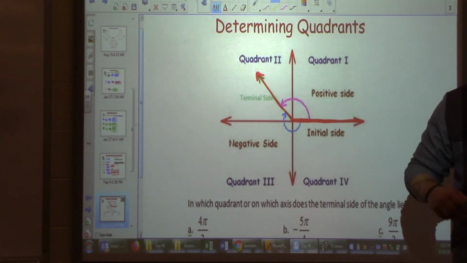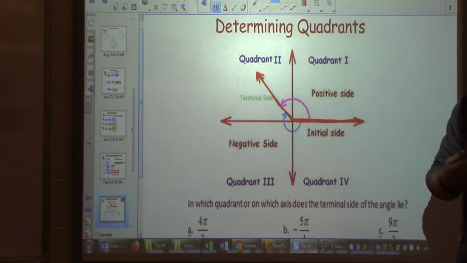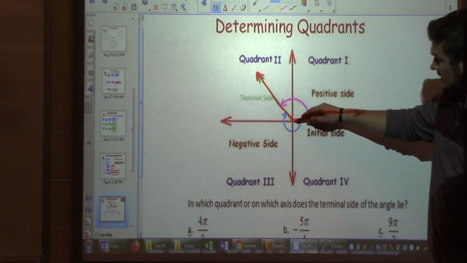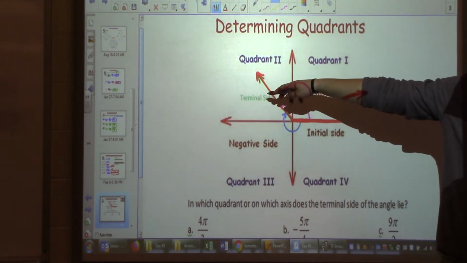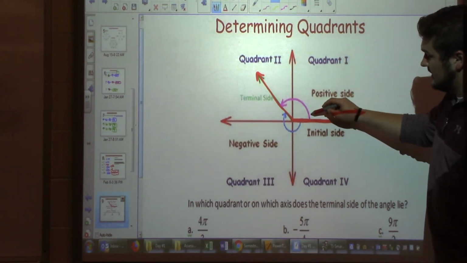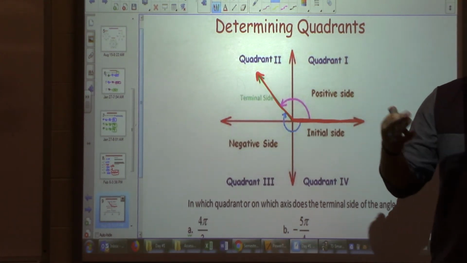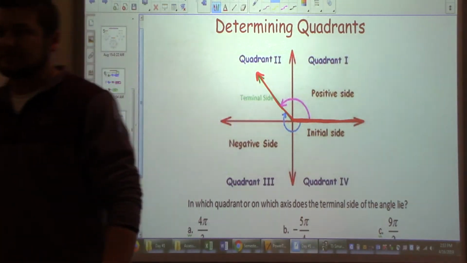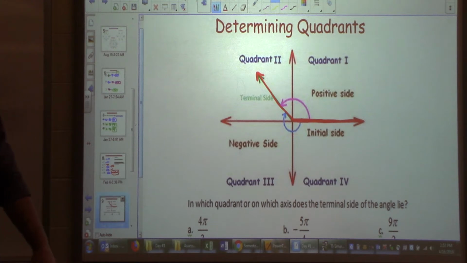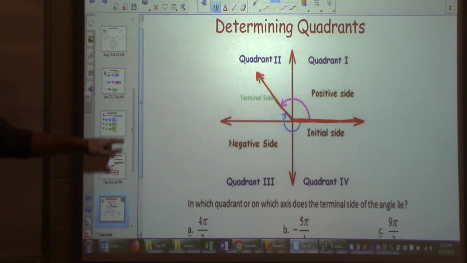All right? So we're going to ask you, where does the terminal side end up? Or what quadrant does the terminal side land in? Well, in this case it would have been quadrant 2. That's where our terminal side is. But our terminal side is wherever our angle stops. All right? Now there's a positive way to get there. We said to go up. There's a negative way to get there by going down. Does that make sense? Yes, no. Okay. Yeah, just got it. Okay.